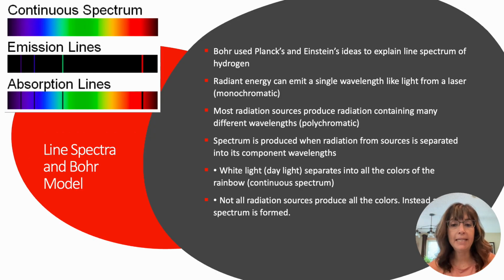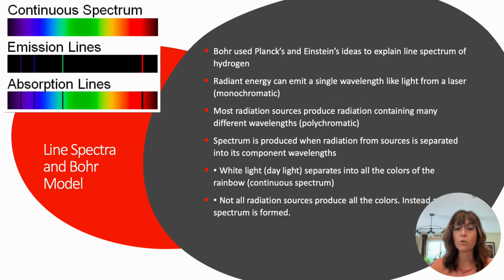Bohr used Planck's and Einstein's ideas to explain the line spectrum of hydrogen. See, radiant energy can emit a single wavelength of light, such as that from a laser. So take a look at the picture. A continuous spectrum is going to show a rainbow. Emission lines show you what colors are emitted. In this particular case, if you look closely, there are 4 different colors or 4 wavelengths that are emitted. All the other colors are absorbed.